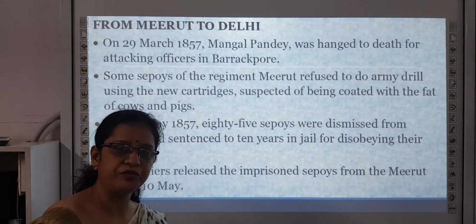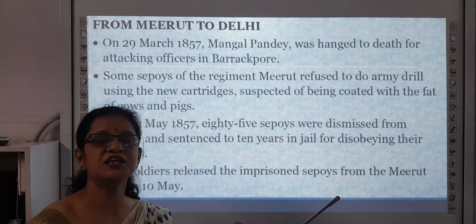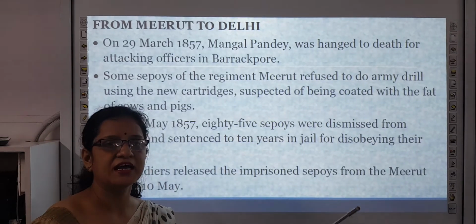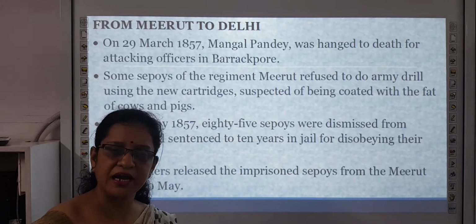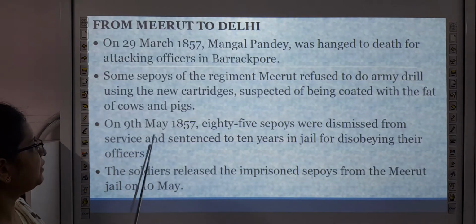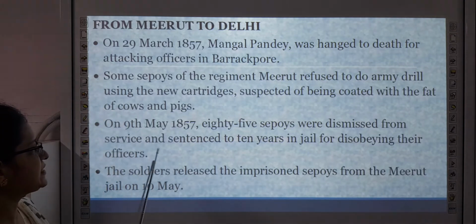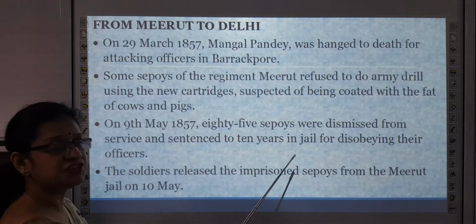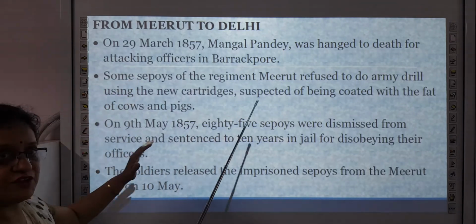Here they begin to feel that the British are playing with their sentiments and religious beliefs. So they started resisting the policies and actions that were harming their interests and going against their sentiments. On 9th May 1857, 85 sepoys were dismissed from service and sentenced to 10 years in jail. For what? For disobeying their officers, as they formed the mutiny.